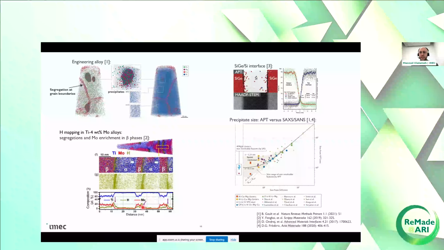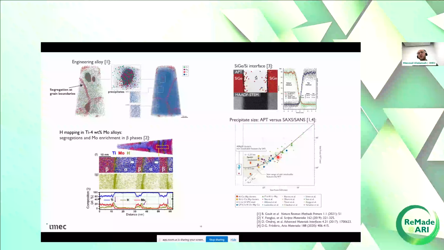Another example is the precipitate size. So this is a review figure from different comparison of atom probe versus small angle X-ray scattering and neutron scattering, so kind of a benchmarking. So you see, for very small precipitates, let's say below 2 nanometer, atom probe quantification, or let's say structural analysis, deviates from that of SAXS or SANS analysis.